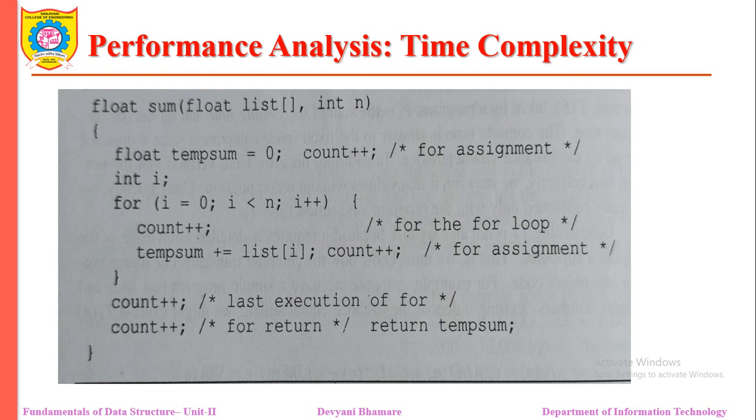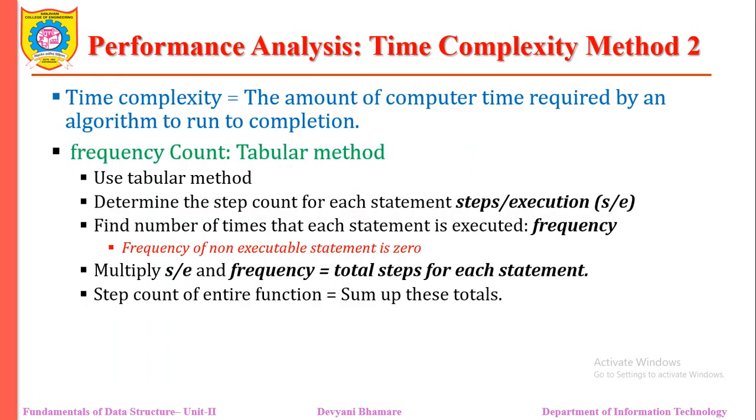So we have another method, the second method, where we use frequency count. It is a tabular method. It uses one table in which we determine the step count for each statement. That means steps per execution. Then we find the number of times that each statement is executed. That is called frequency. If the statement is non-executable, then its frequency is 0. Then we multiply these steps per execution with frequency and we get total steps for each statement. And at the end, we do the summation of all these total steps. We'll get the step count for that entire function.